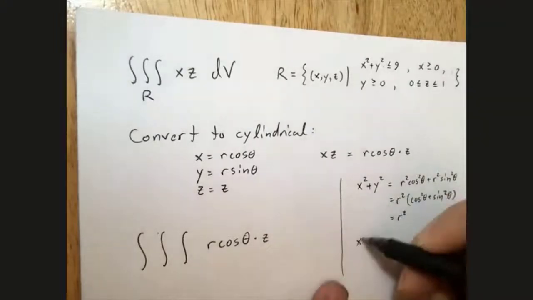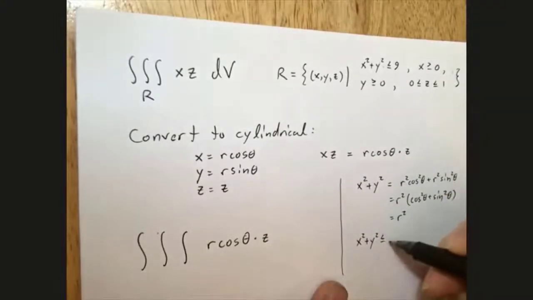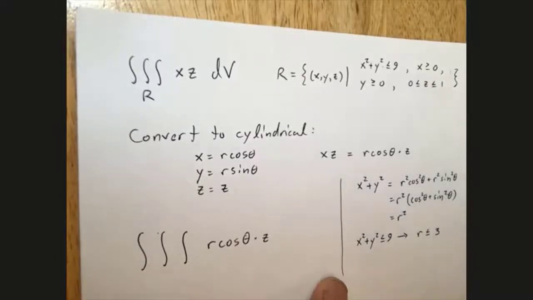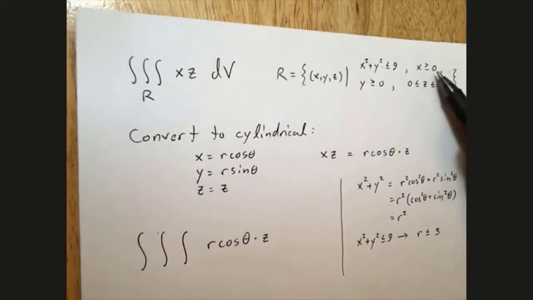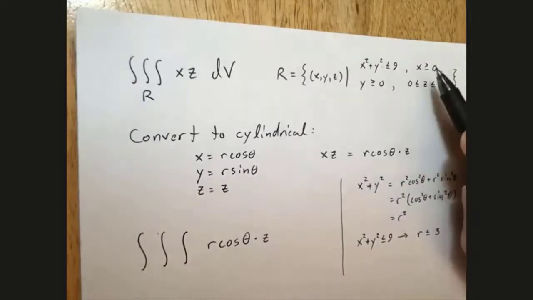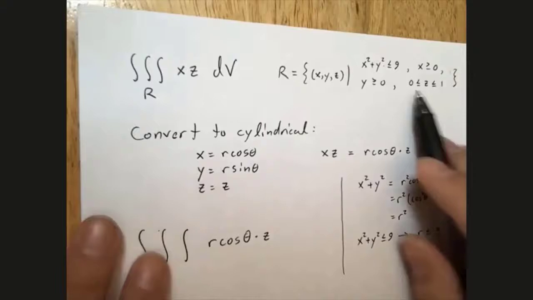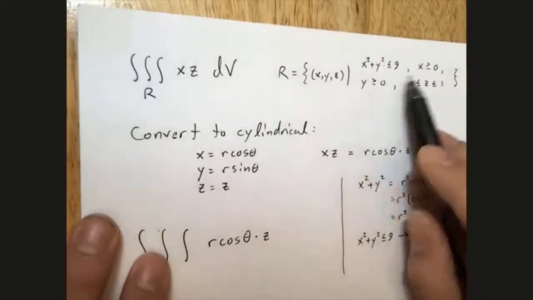So that is a good thing to recognize. This just becomes r is less than or equal to 3. Now, to say that x is greater than 0 and y is greater than 0, let's not substitute those in. Let's just think about that. We'll get back to that in a little bit. Z is just the z coordinate in cylindrical coordinates, so that's fine. Let's think about what this is saying.